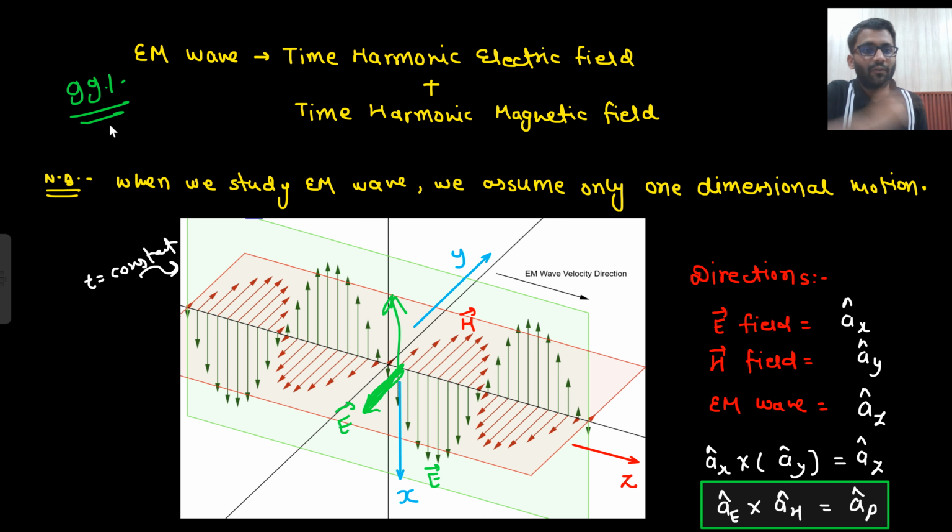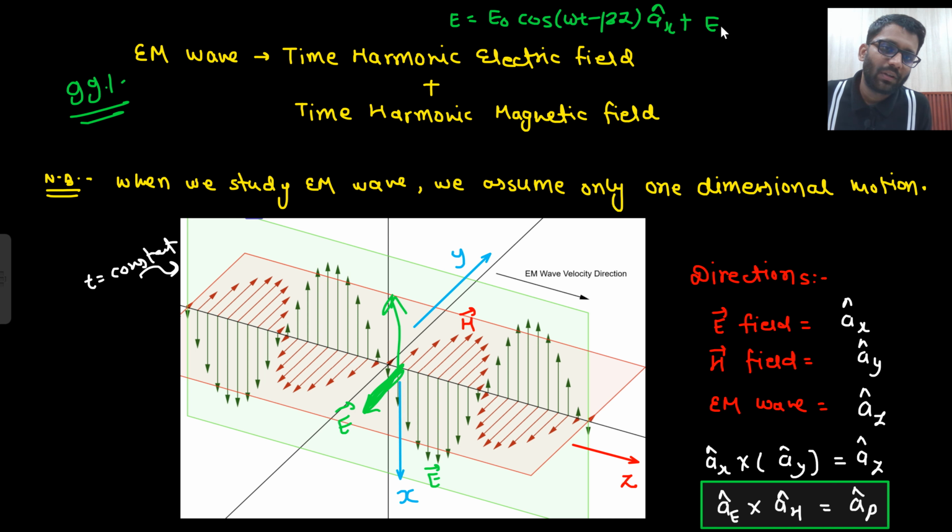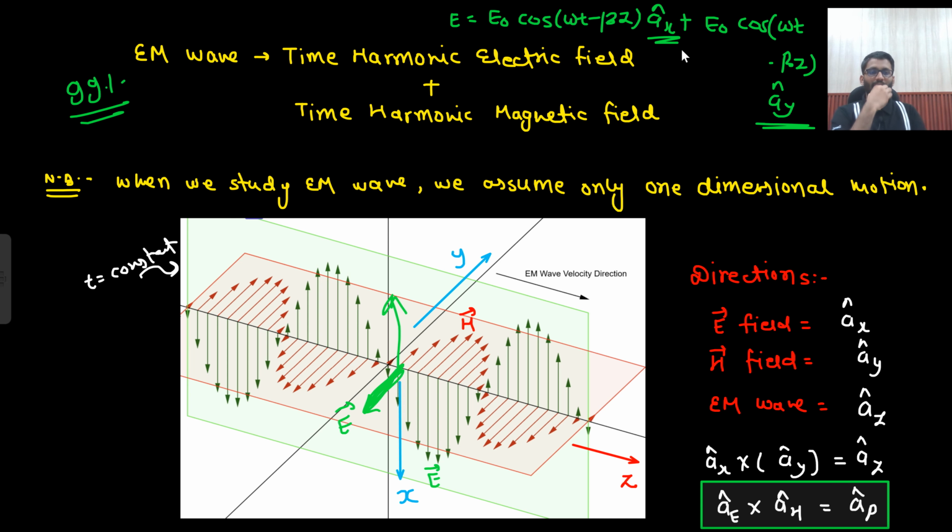But in the examination, if your electric field is written something like this, E naught cos(omega t minus beta z) Ax cap plus E naught cos(omega t minus beta z) Ay cap, then you should not be getting confused. Why is that so? Because we have seen the derivation. In the derivation, we got to know that it can be in the x direction as well, it can be in the y direction as well. But when we study EM waves, we consider only one dimensional motion: my electric field will be dancing in the x direction only, and my magnetic field will be dancing in the y direction only. This is what we assume, if my wave is traveling in the z direction.